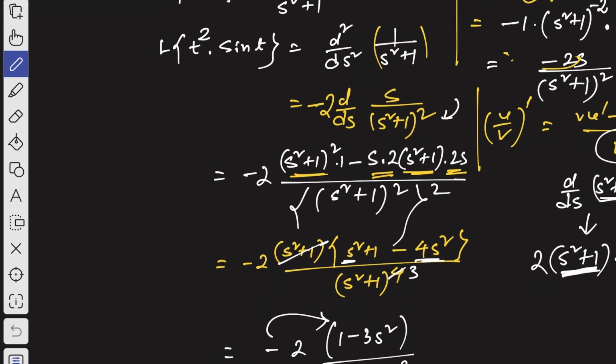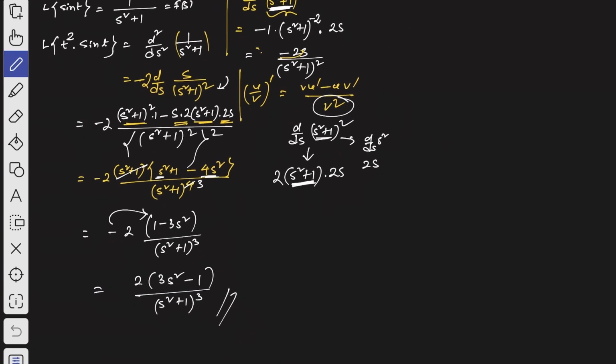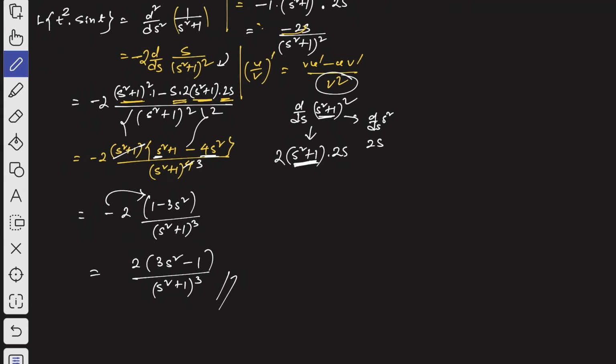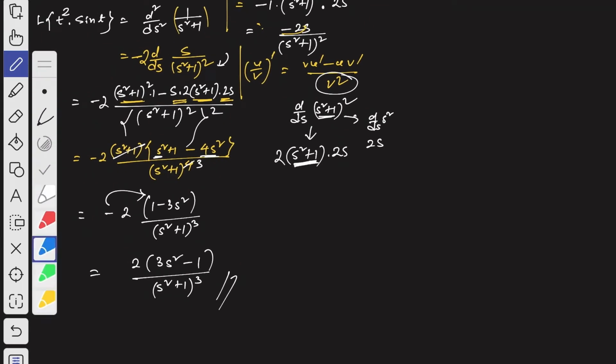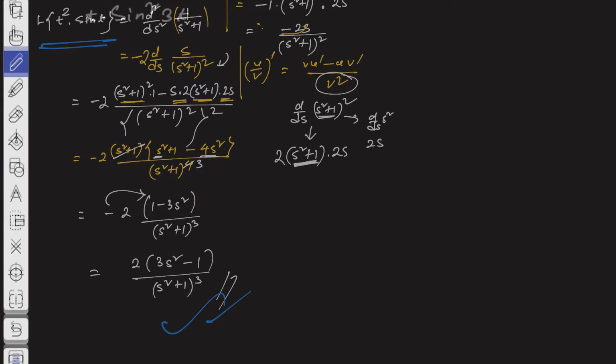So this is the Laplace transformation of t square dot sine t. This is the required Laplace transformation. So hope you have understood this. So now let's move on to the next question.